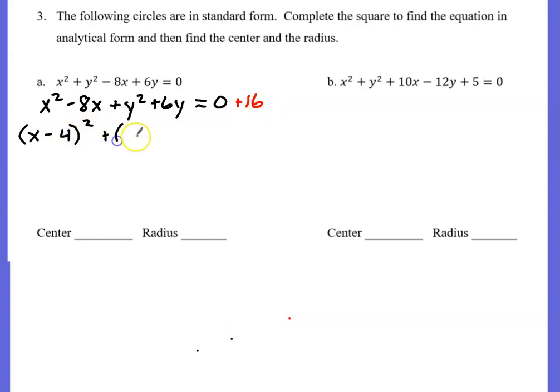Okay, let's do the same thing by completing the y's. Y's would become y, half of 6 is plus 3, and then 3 squared would mean I have to compensate by adding 9.